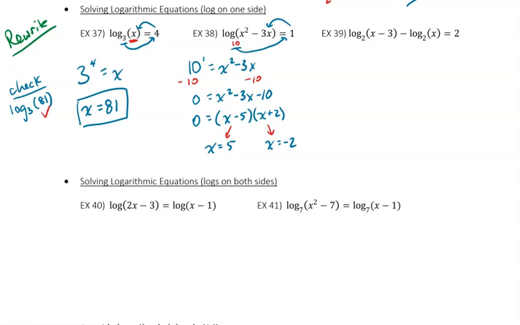And if we plug both of those back in, 5 squared minus 3 times 5 is 25 minus 15, that's 10. That's positive, so we know 5 is an answer. Then negative 2 squared minus 3 times negative 2 would be 4 plus 6, which is also 10. Also positive, so in this case we have two answers.